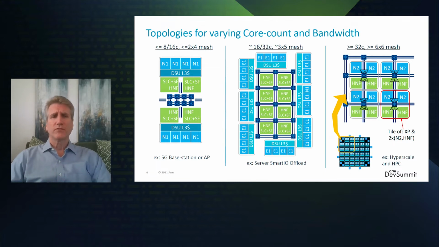For slightly larger arrangements of 16 to 32 CPUs, the example in the middle allows system cache and Snoop filter instances to be placed within the mesh itself, with CPU clusters and I/O on the periphery. This increases the mesh link area just a bit.